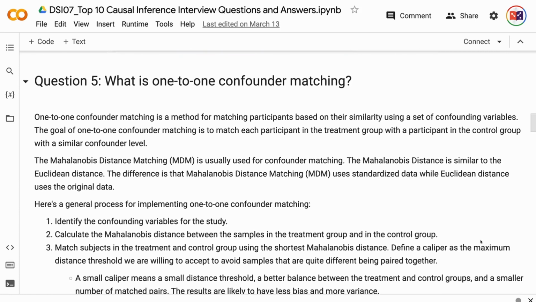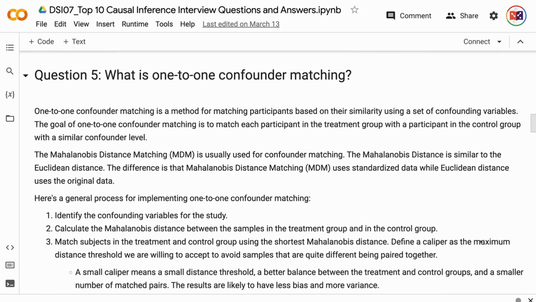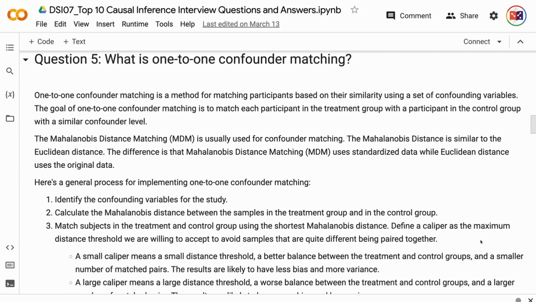Question 5. What is one-to-one confounder matching? One-to-one confounder matching is a method for matching participants based on their similarity using a set of confounding variables. The goal is to match each participant in the treatment group with the participant in the control group with a similar confounder level. The Mahalanobis distance matching is usually used for confounder matching. The Mahalanobis distance is similar to the Euclidean distance. The difference is that Mahalanobis distance matching uses standardized data while Euclidean distance uses the original data.